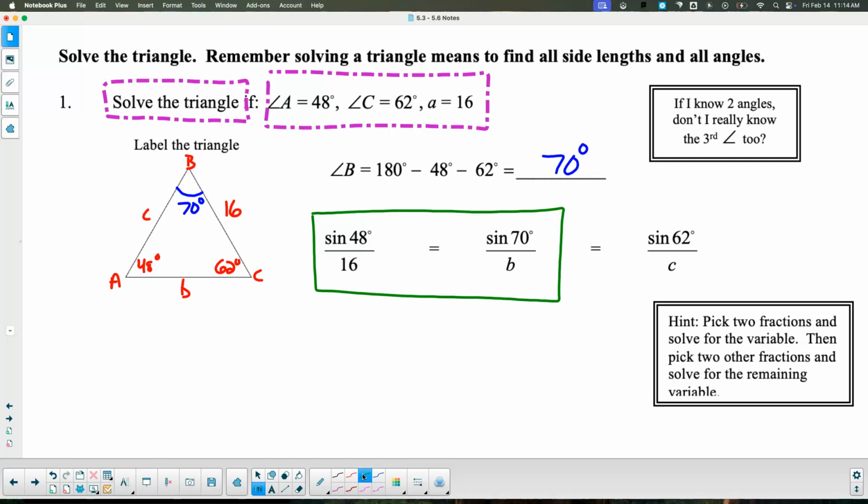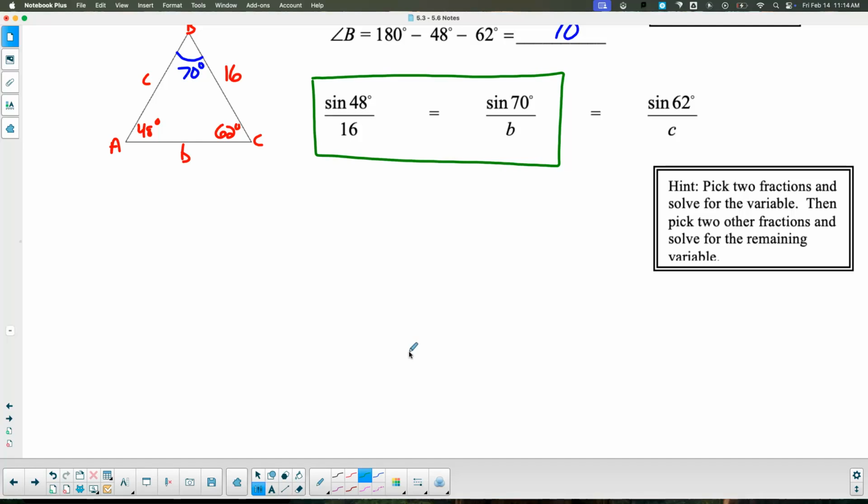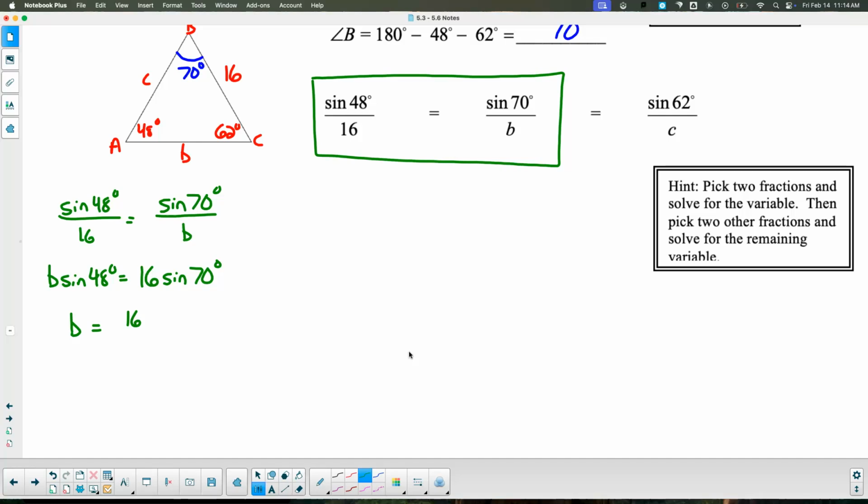So your first problem is to solve sine of 48 degrees divided by 16 is equal to the sine of 70 degrees divided by B. Cross multiplication tells me that that's going to be B sine of 48 degrees equals 16 times the sine of 70 degrees. Still solving for B tells me I need to divide by the sine of 48 degrees.